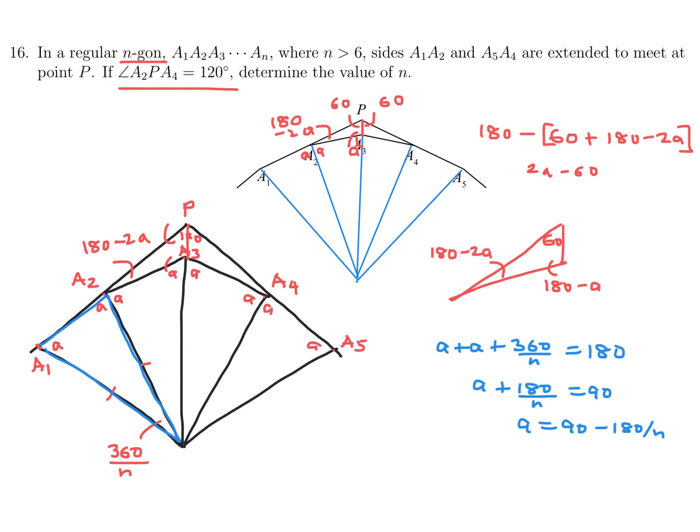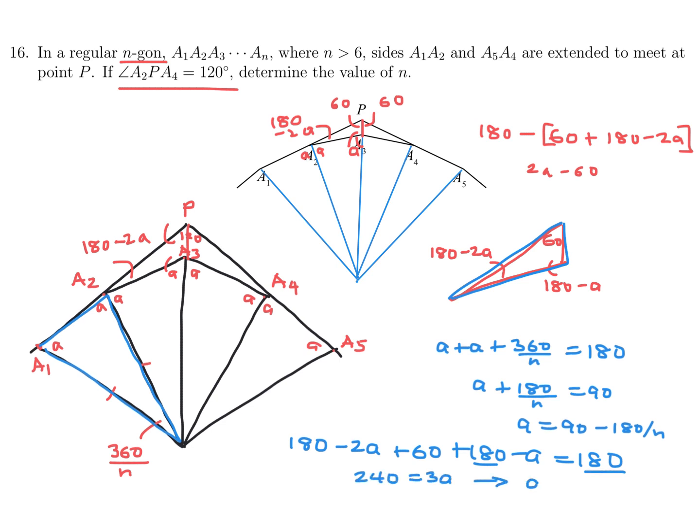So let's use this. Yeah, let's use this triangle. Hopefully I can figure out A. So the sum of the angles of that are 180, of course. So 180 minus 2A plus 60 plus 180 minus A. That all will equal 180. So this will be, that cancels with that. So this will be 240 is 3A, and therefore A is 80.